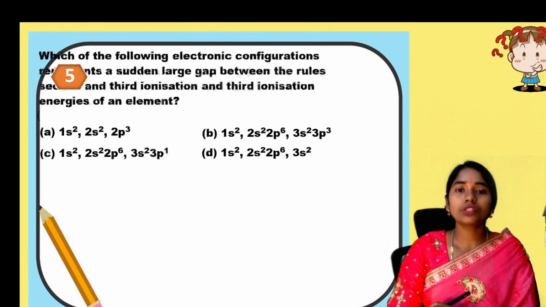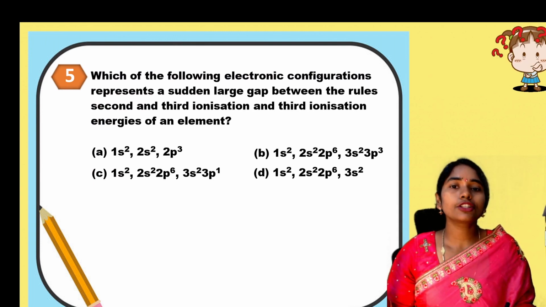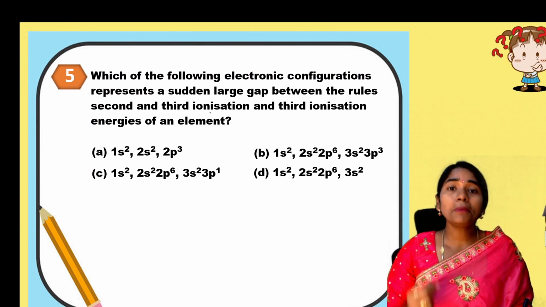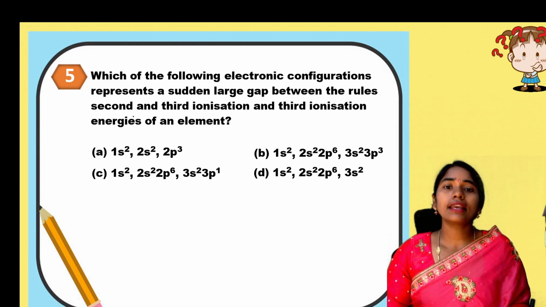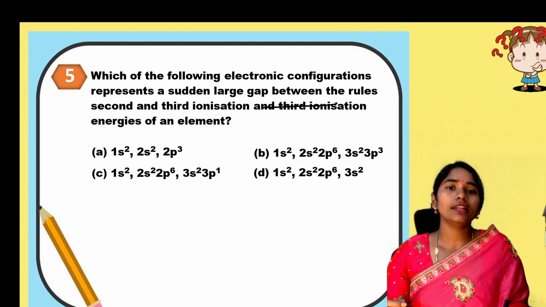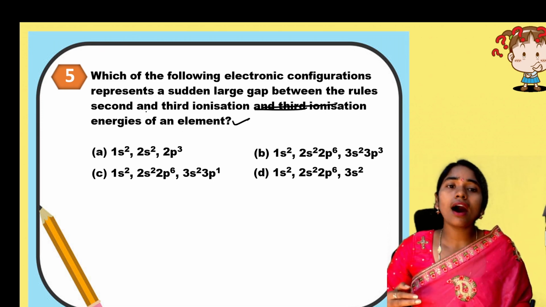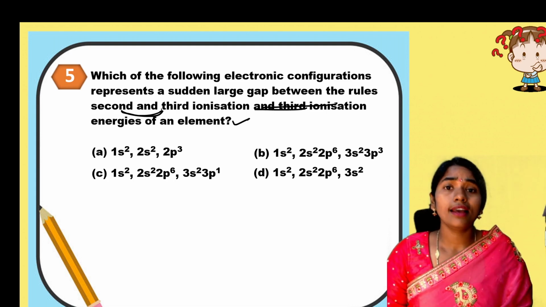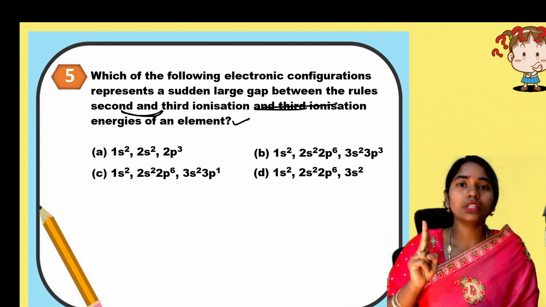Now coming to question number 5, they're asking which of the following electronic configurations represents a sudden large gap between the second and third ionization energies of an element. So they're telling us there is a large gap between the second and third, which means it has only 2 electrons in the valence shell.